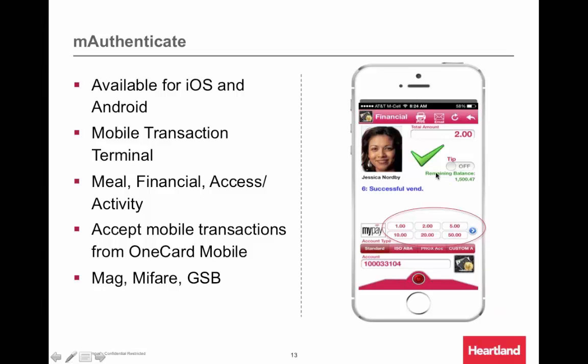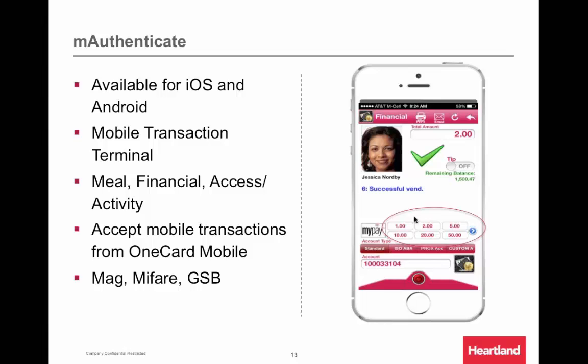The screens are similar for meal plan and for activity or access. You'll receive a photo of the individual as well as a check mark or a big red X, and the reason why the transaction passed or failed right here on the screen. The application has the ability to print receipts directly or email receipts, and there is reporting capabilities within the app to see how many transactions occurred for dining, how many for access, who they were, and all of that information.